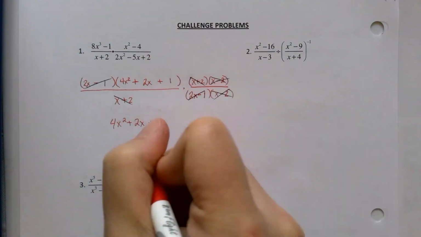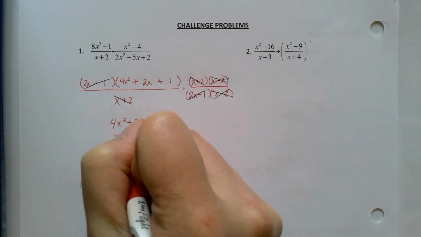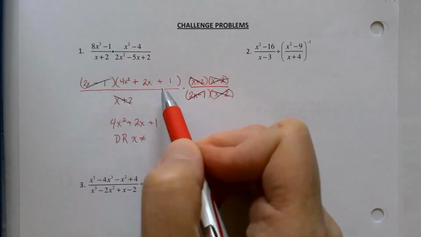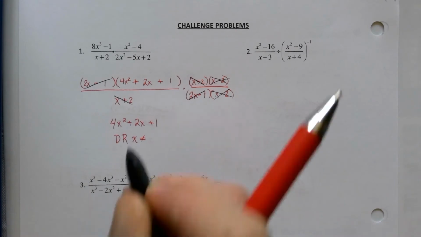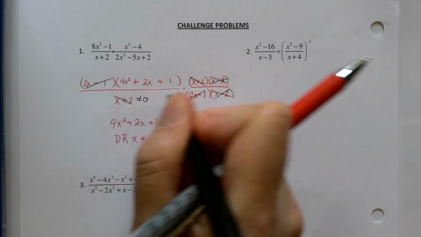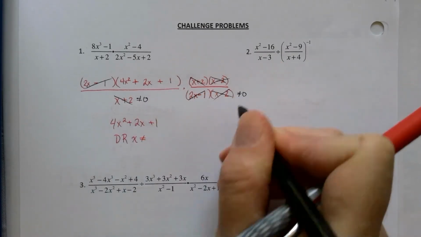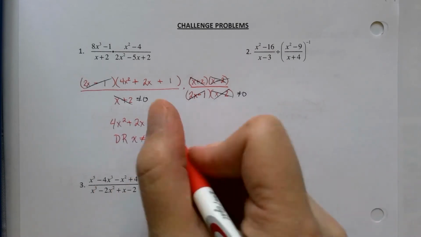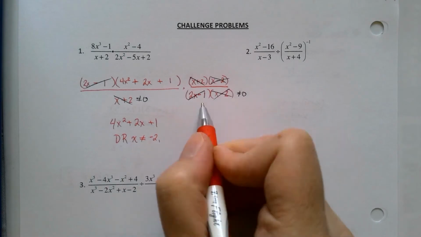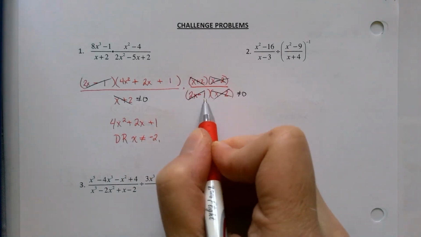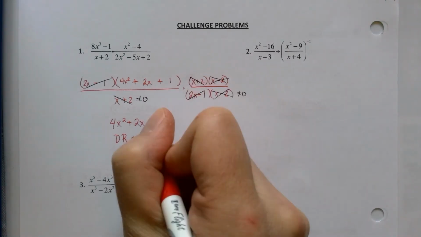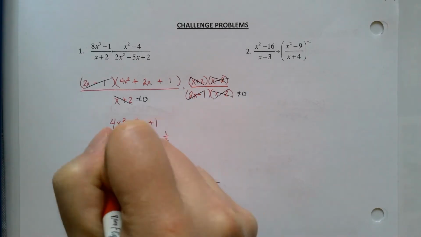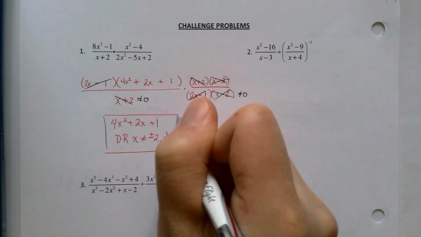All right, so let's talk about the domain restrictions. What can't x equal? All right, well, this was a multiplication problem, so I didn't do any flipping. My domain restrictions come from this denominator and this denominator. Those are just the things we're dividing by. So x cannot be negative 2, all right? And x cannot be positive 1/2 or positive 2. So positive or negative 2 or positive 1/2. And that is our final answer.